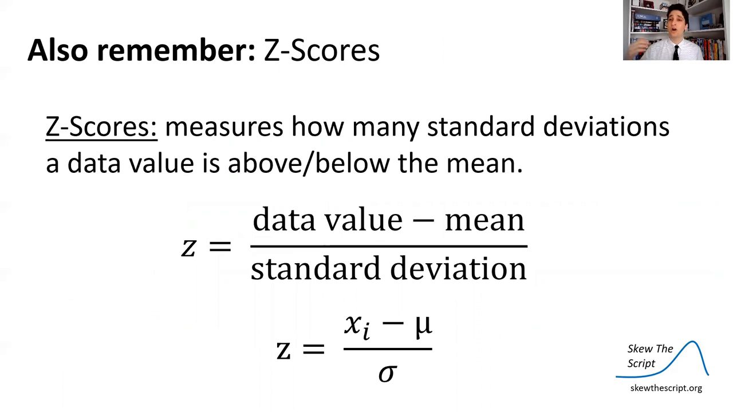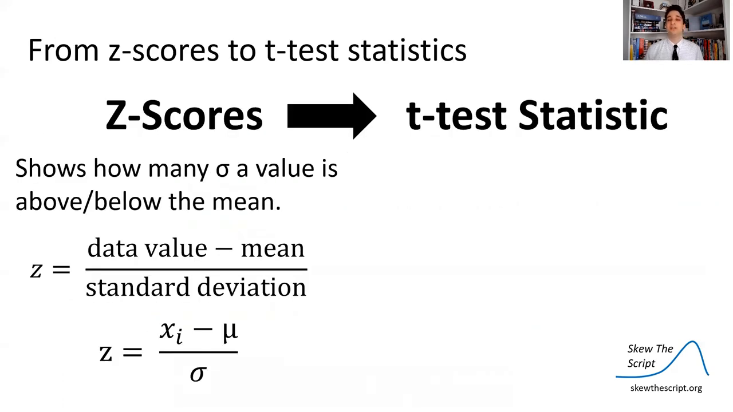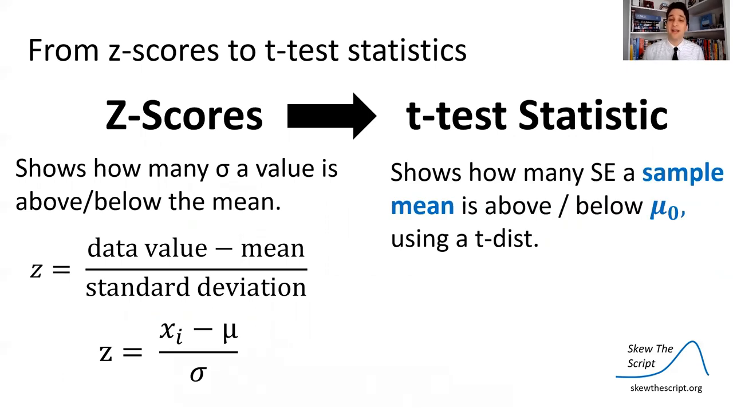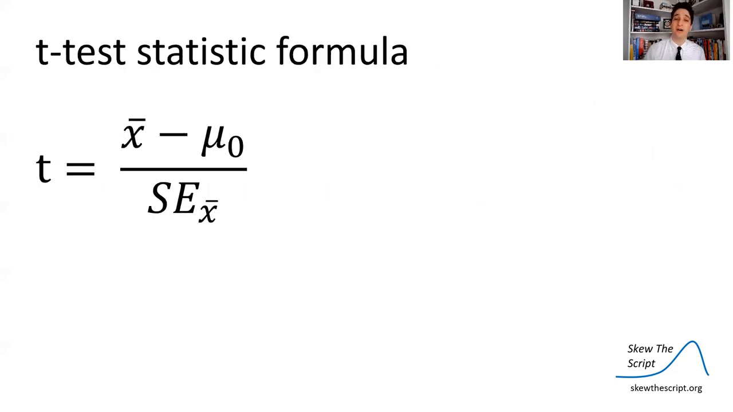So how do we figure out how many standard errors we are away from the center in our sampling distribution? Well, recall the idea of z-scores. Z-scores measure how many standard deviations a data value is above or below the mean. You take the data value, get its difference from the mean, and divide by the standard deviation. We can do the same thing with our t statistic. We can show how many standard errors our sample mean is above or below the null hypothesis value at the center of our sampling distribution. So we take the sample mean, subtract the null hypothesis mean value, and divide by the standard error to see how far above or below, in terms of standard errors, our data was.